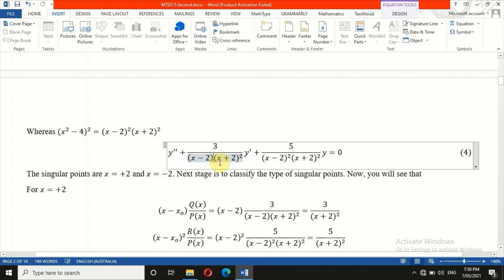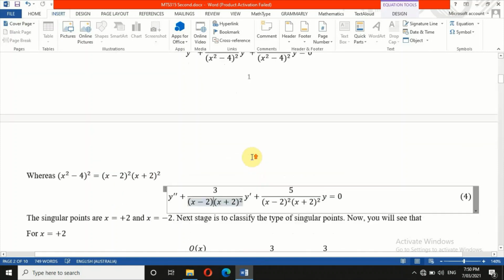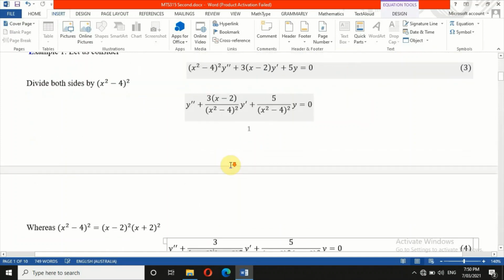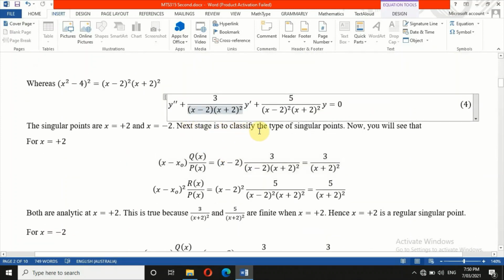What about minus 2 again? You see that minus 2 is also a singular point. So for this particular differential equation, we have 2 singular points. Now, next stage is for us to classify what type of singular point we are talking about. Is it a regular singular point or an irregular singular point?